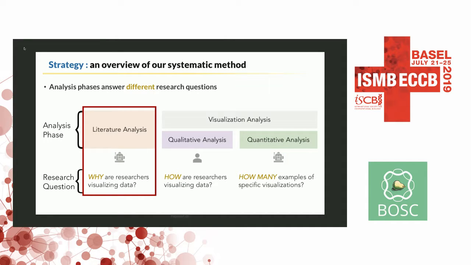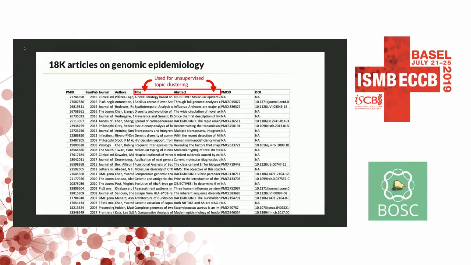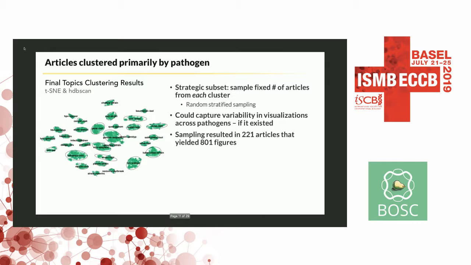So let me tell you really briefly what we did in the literature analysis phase. I got about 18,000 articles from PubMed that were about genomic epidemiology. I took the title and the abstracts, and I came up with an unsupervised topic clustering method. The results of this method are shown behind me, and what I found was that the biggest signal in the data is basically pathogen.